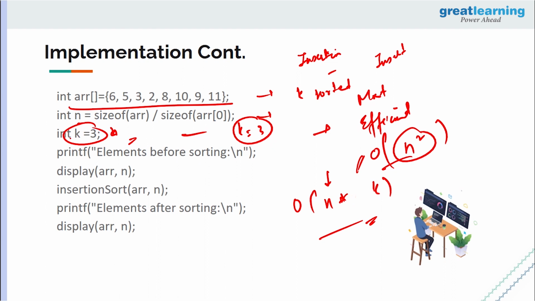So you have this k over here, which is 3, and we will be displaying our elements before they were sorted. And after we apply this insertion sort function, we call this function over here, and then they will be sorted, and we will check with the help of the display function. We will implement this display function as well, right? And we will see if our elements are sorted or not.